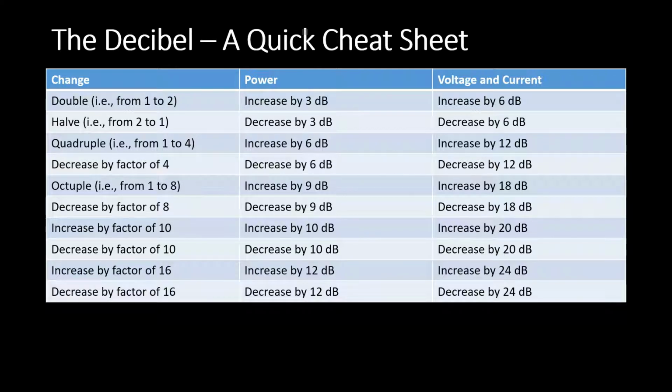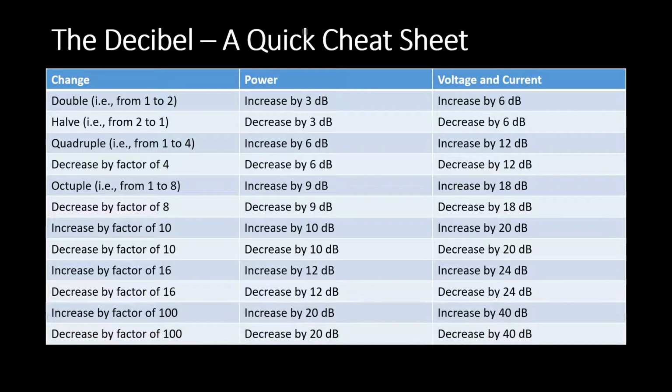So therefore, the two things to take away from this whole sheet is when you double, you go up by 3 decibels. When you go up by a factor of 10, you go up by 10 decibels. And from those two, you can pretty much figure any other decibel change out within reason.